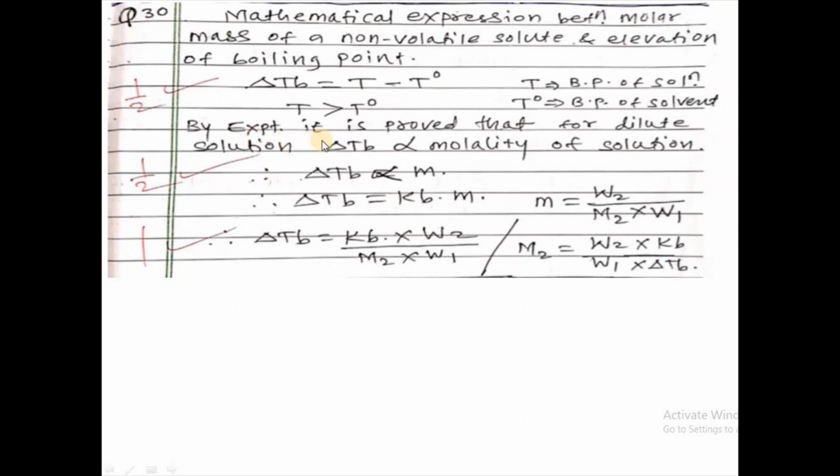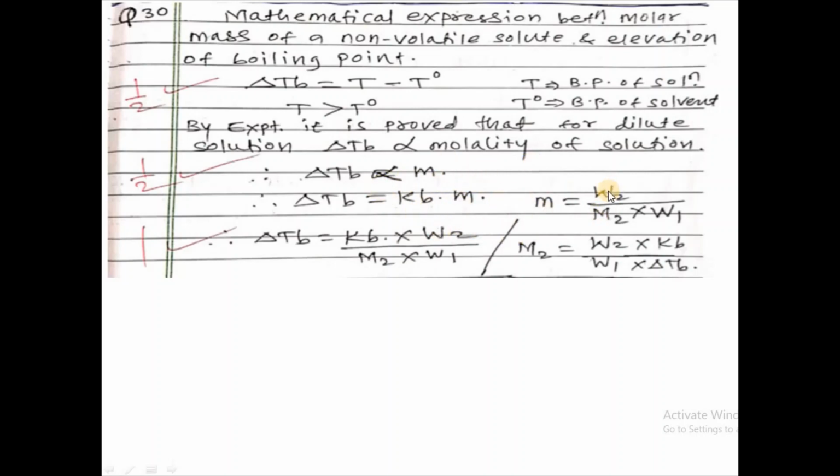And by experiment it is proved that for a dilute solution, delta TB is directly proportional to the molality of the solution. This equation carries half mark. Delta TB is directly proportional to molality, and delta TB is equal to Kb into m, where Kb is the ebullioscopic constant, m is the molality.